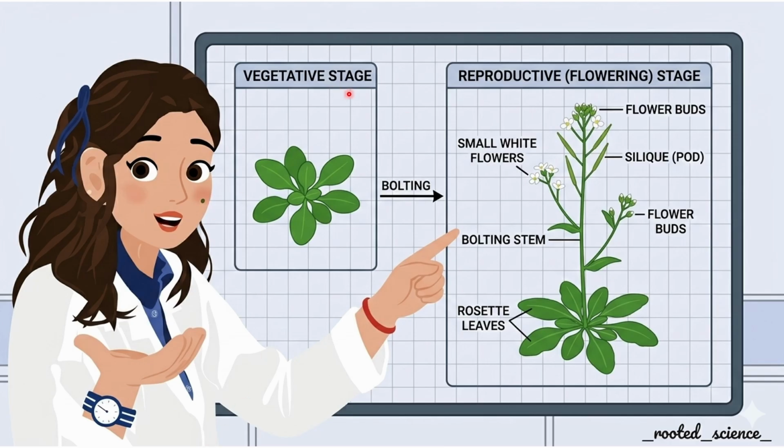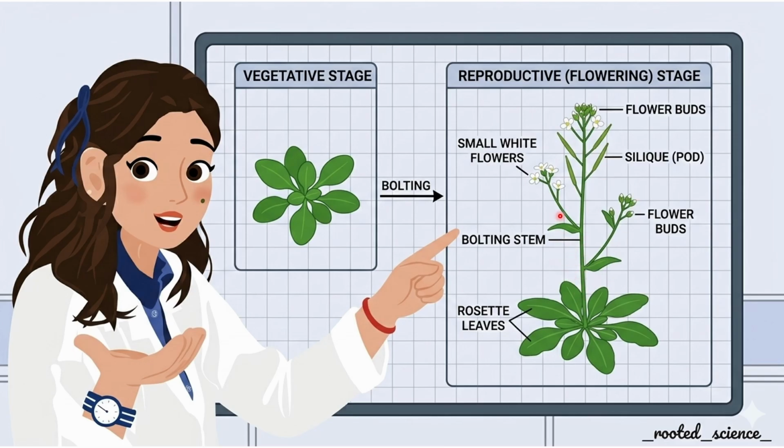So once a plant finishes the vegetative stage wherein it grows its rosettes, it enters into bolting, which is the reproductive or flowering stage of the plant. So here we know that we have the rosette leaves. From this, a single stem arises, which we call the bolting stem.